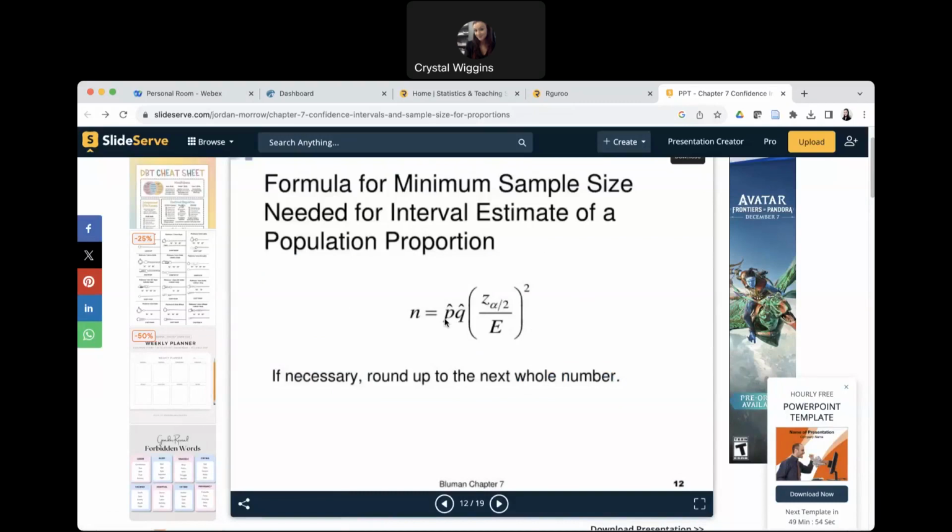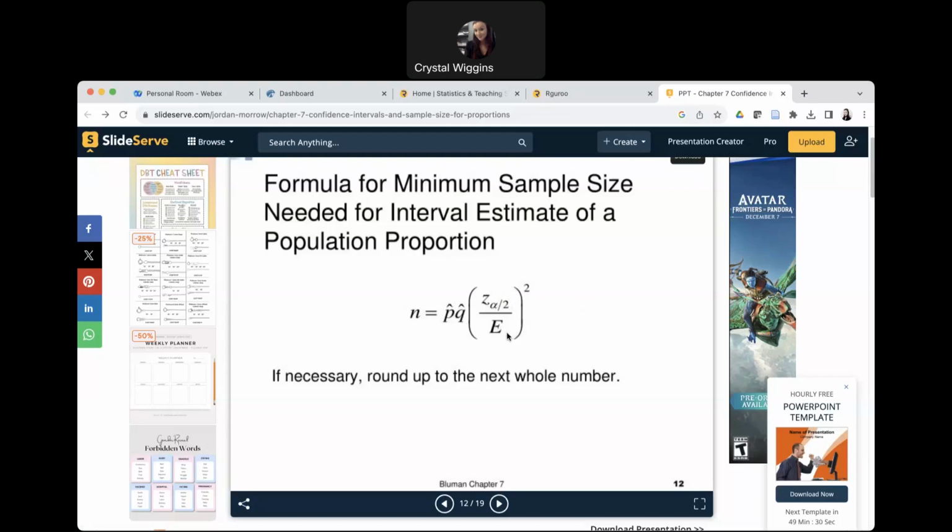But n is equal to the proportion that's given, p. q represents 1 minus p, so the complement of the proportion. This z-score here is a critical value. We practice finding critical values for confidence intervals in 10.2. I'll show you again how to find that critical value. Big E down here stands for margin of error.